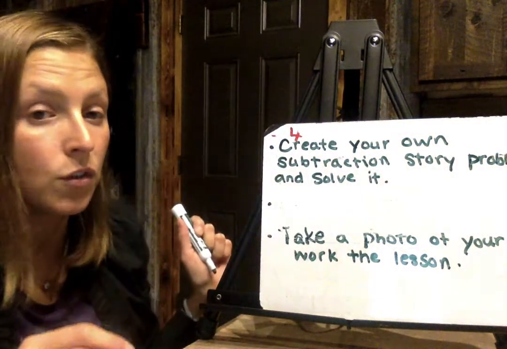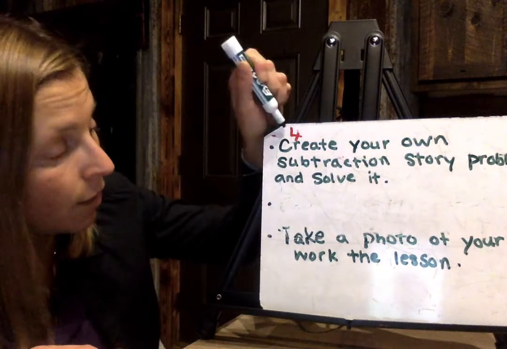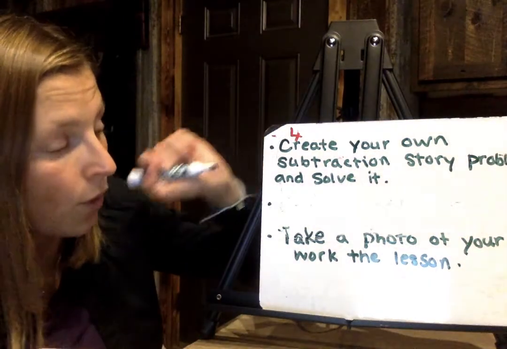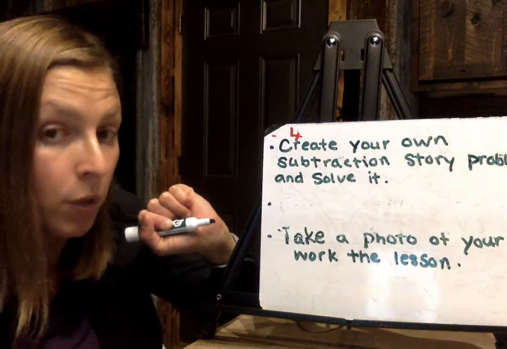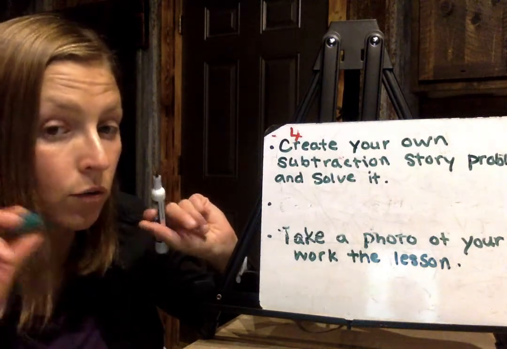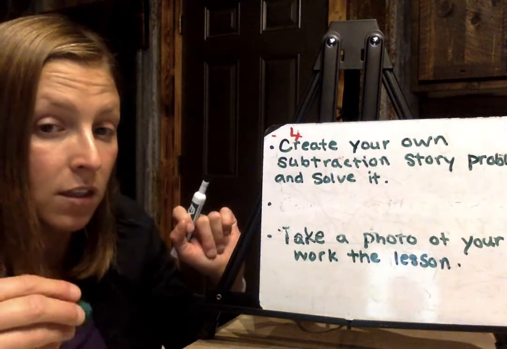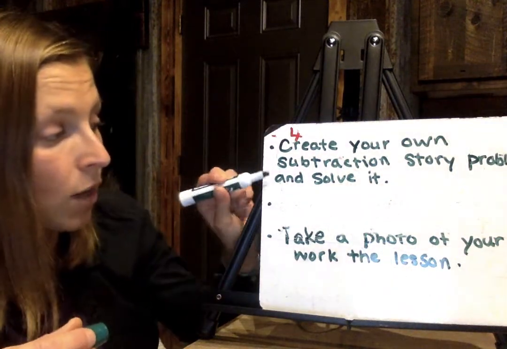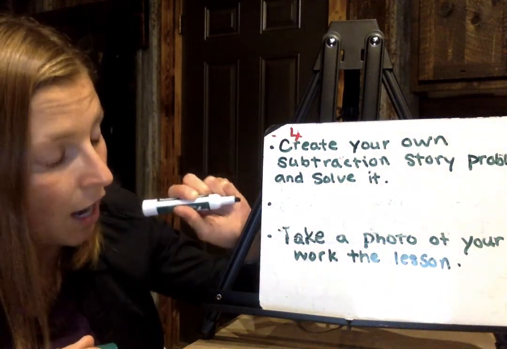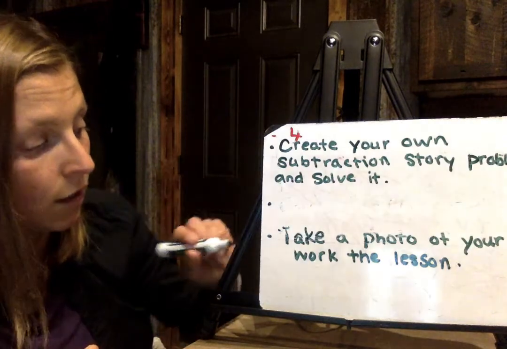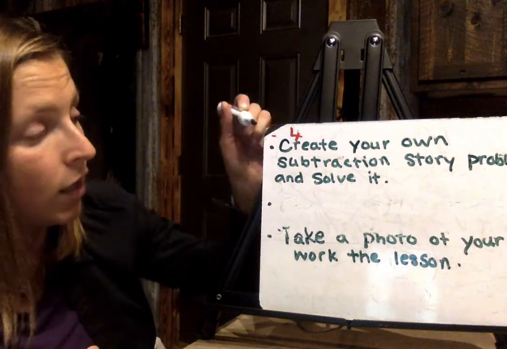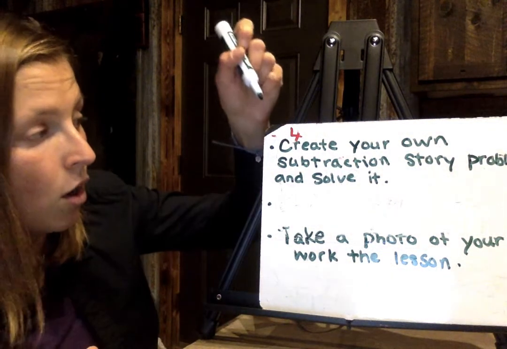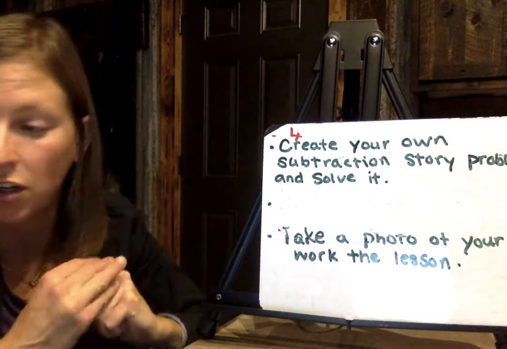So all you have to do for your activity today is write number 4 on your piece of paper, create your own subtraction story problem. So you're going to use a story using an amount and then something that gets taken away. And then I want you to use the math mountains and an equation and then solve it. And then make sure you take a photo of your work from the lesson, and you can either use the mic to tell me your story or you can take a video of it and share your thinking that way.